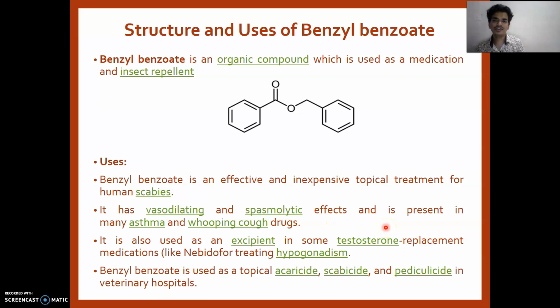That is, vasodilation takes place and decreases the blood pressure. It is used in asthma, whooping cough, and also in expectorants and testosterone replacement medication. Benzyl benzoate is used as a topical scabicide and pediculicide. So these are infections due to ticks, mites, and lice, and it is also used in veterinary hospitals.